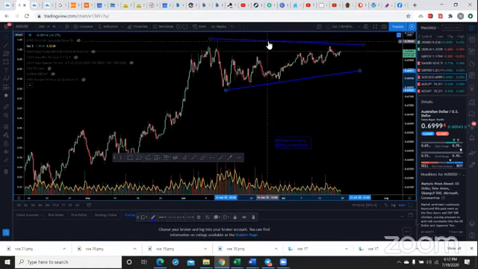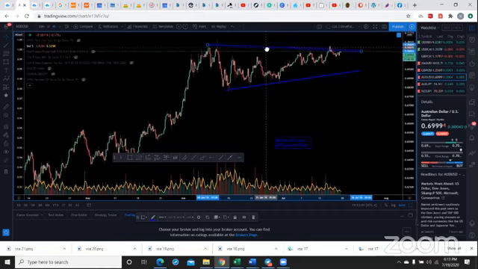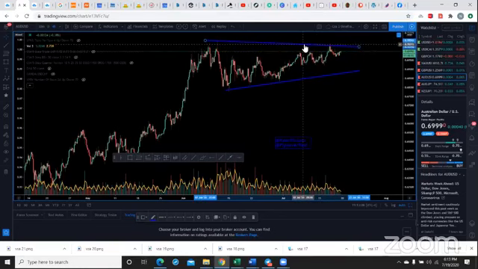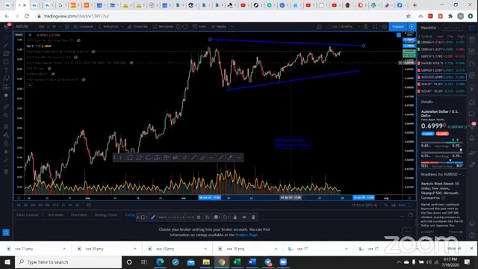So a lot of times when I'm drawing, this is all subjective. Sometimes we use the wicks. Sometimes we may want to use the bodies. We can notice false breaks. This particular example, I'm going to use the wicks. So we're seeing price trapped in a nice little range, nice little wedge pattern.